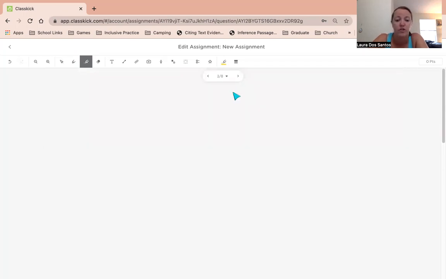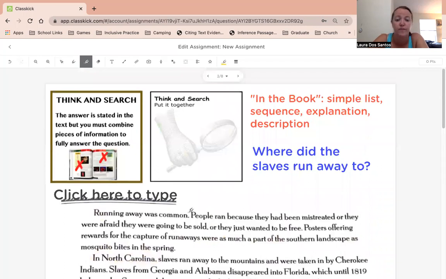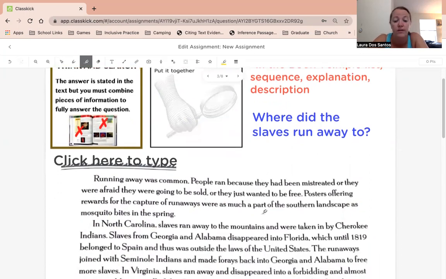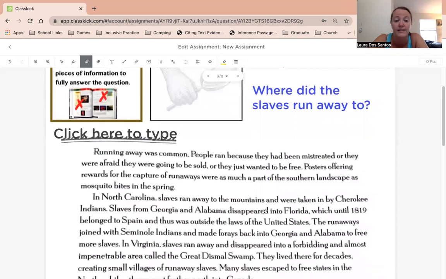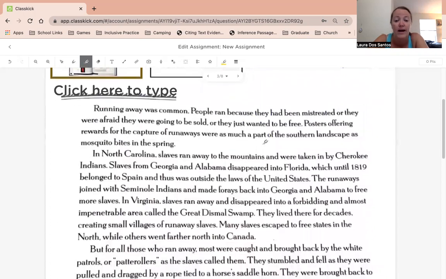My next type of question is think and search. It is right there in the text, but it's not in one spot. It is found in multiple spots. So I have to combine all the pieces of information and put them together. So let's see what this one does. Where did the slaves run away to? There was more than one answer. This was not found in one sentence. So I had that in the second paragraph. I know I read that there. So let's see all the places they ran away to.